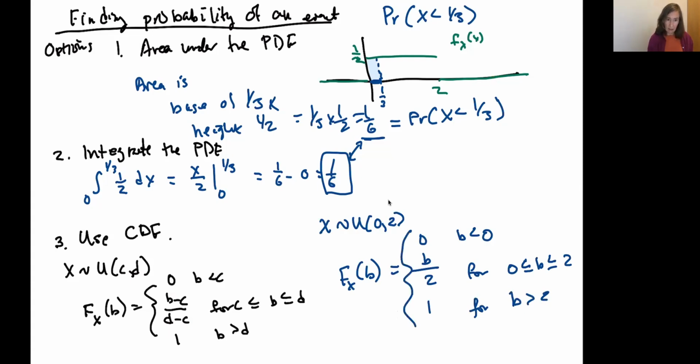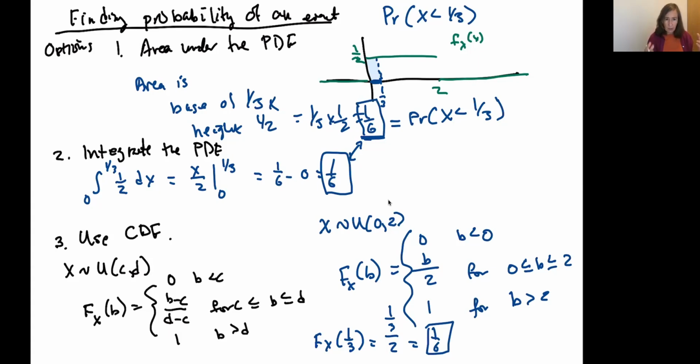Okay, that's the CDF. And then we just plug in the value that we care about. We plug in 1/3 into the CDF. So F_X of 1/3 equals, so 1/3 is between 0 and 2, I'm just going to plug in 1/3 for B. I get 1/3 over 2 equals 1/6. Yay, I'm getting that same answer all three different ways, okay?